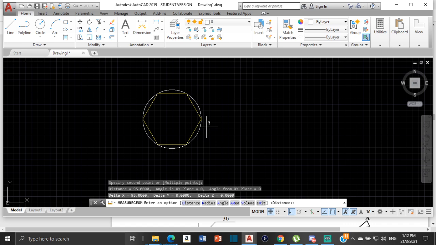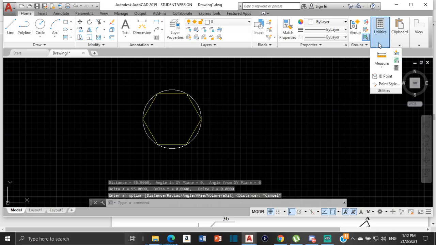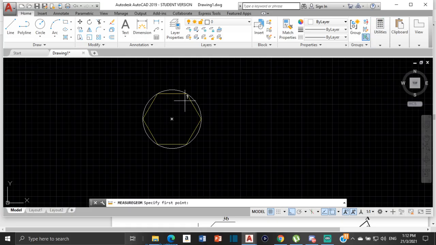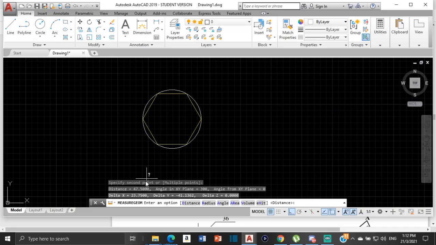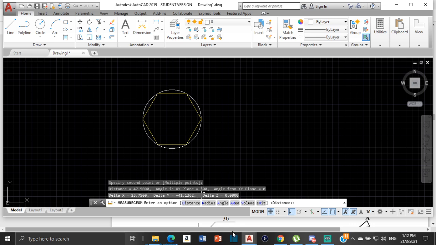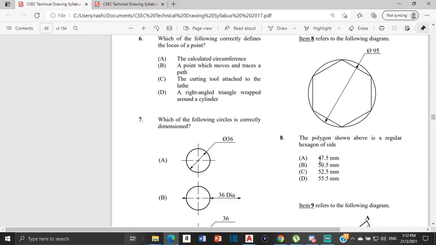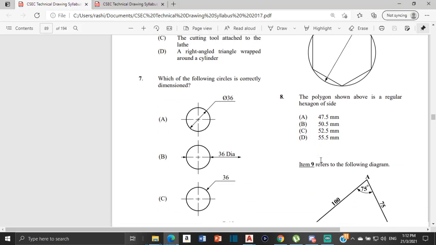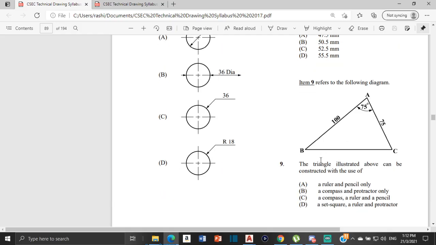But the question asks us about the length of one side. So the length of one side should be 47.5 when the diameter of the circle that would surround it is 95. So we can measure the length of one side. The length of that side from there to there is 47.5 right here. It says the distance is 47.5. So we are sure of the distance, and we are now 100% certain that the answer for this is A, 47.5.